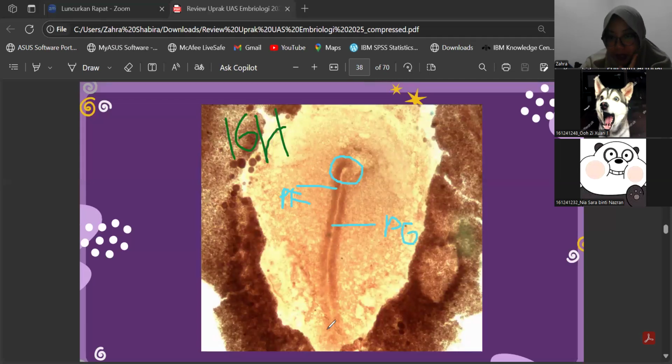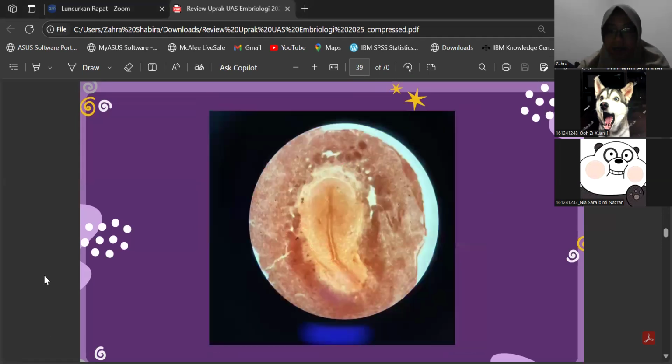And then at the end over here, there is a white line like the letter Y. This is primitive plate, yeah, primitive plate. We abbreviate it as P and P. So, this is 16 hours. Okay, to the next one.